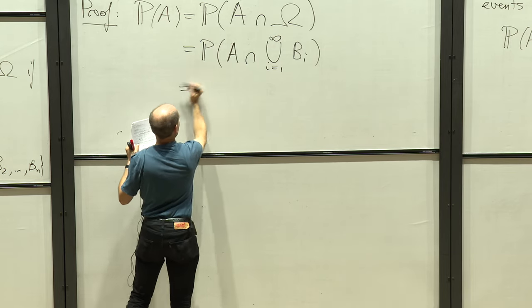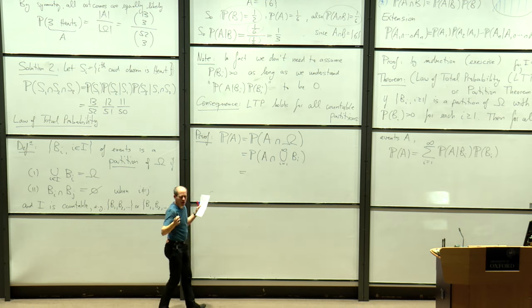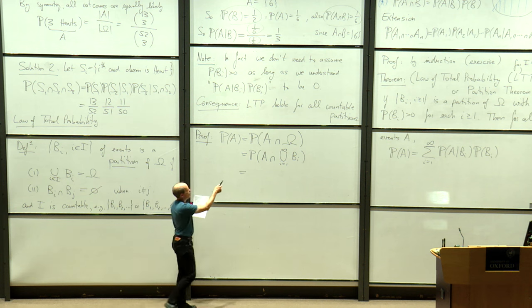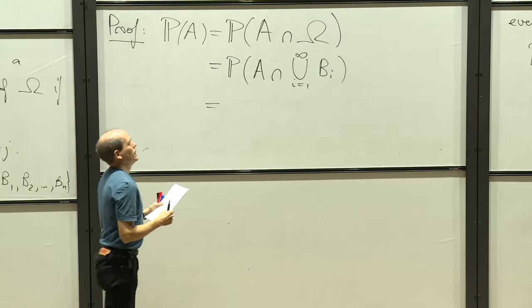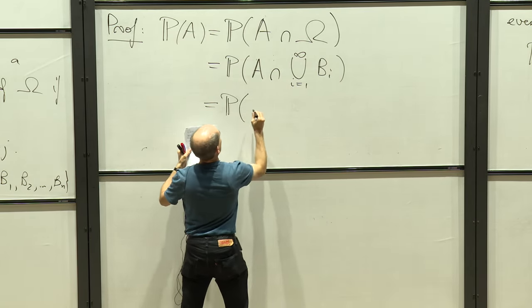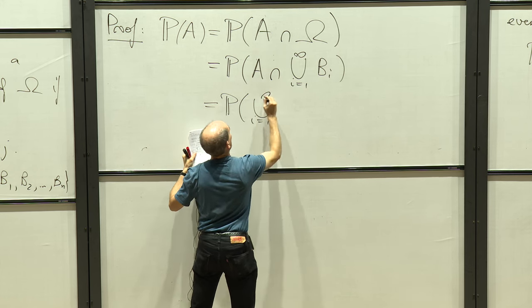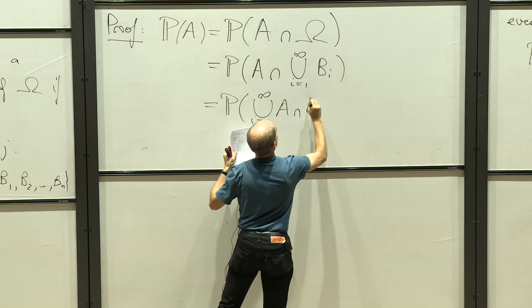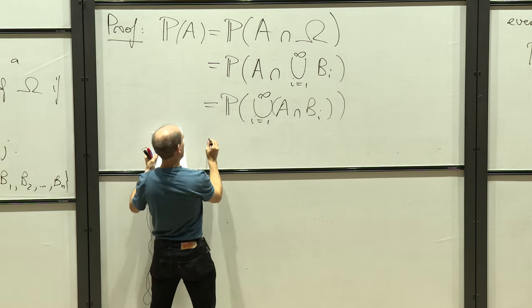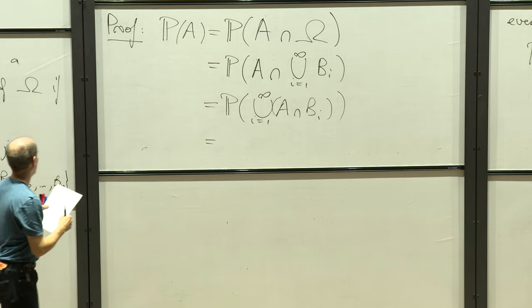Now, you know your set theory, and some people ask me at the end of the lecture, what do we need to do if we want to apply set theory results? And the answer is, well, you can just use what you know about set theory. So we're not doing a course on set theory. So what you know about intersections of unions, you can just write, this is the union i from 1 up to infinity of A being intersected with each of the Bi's.